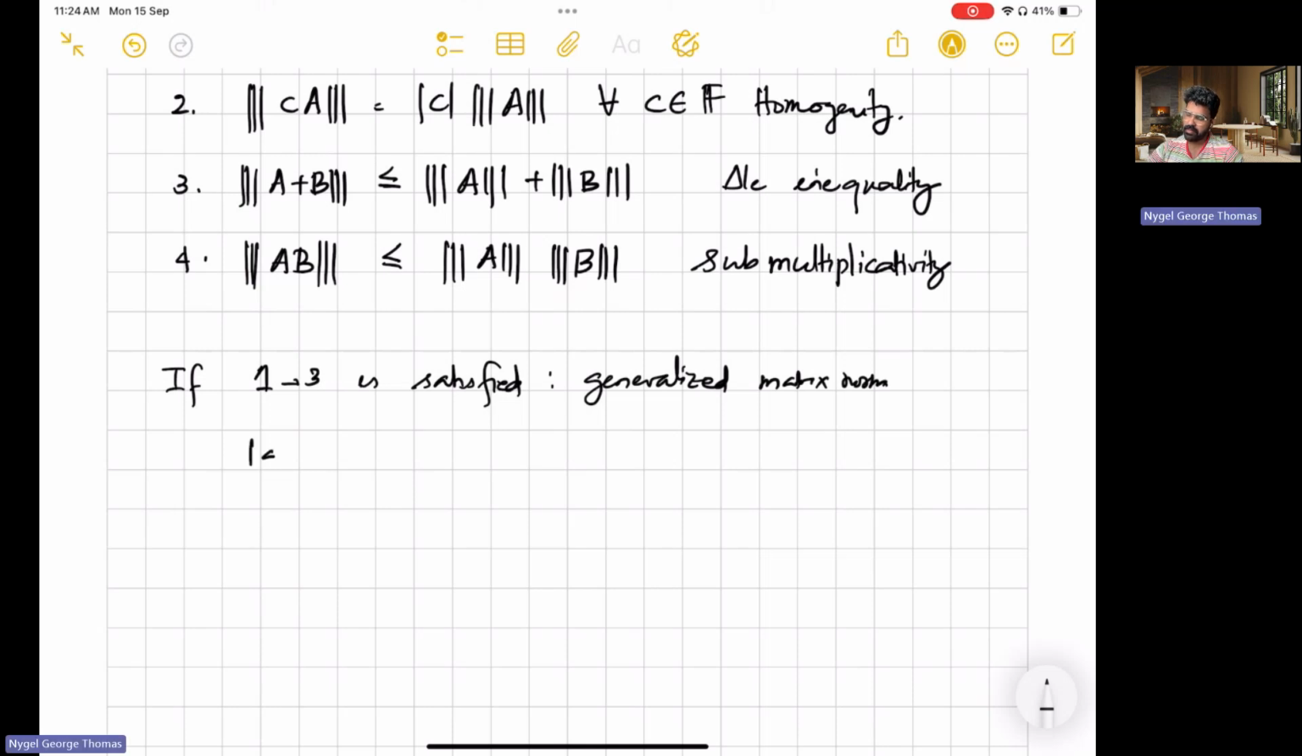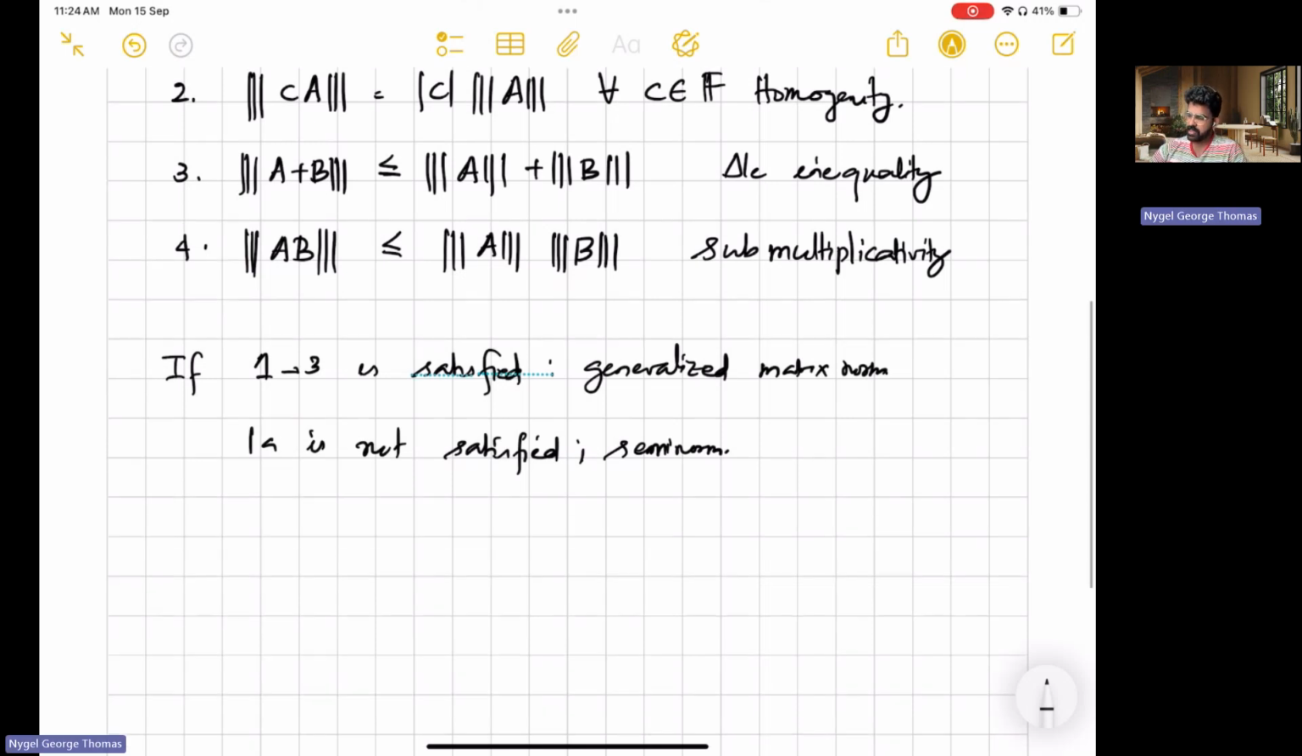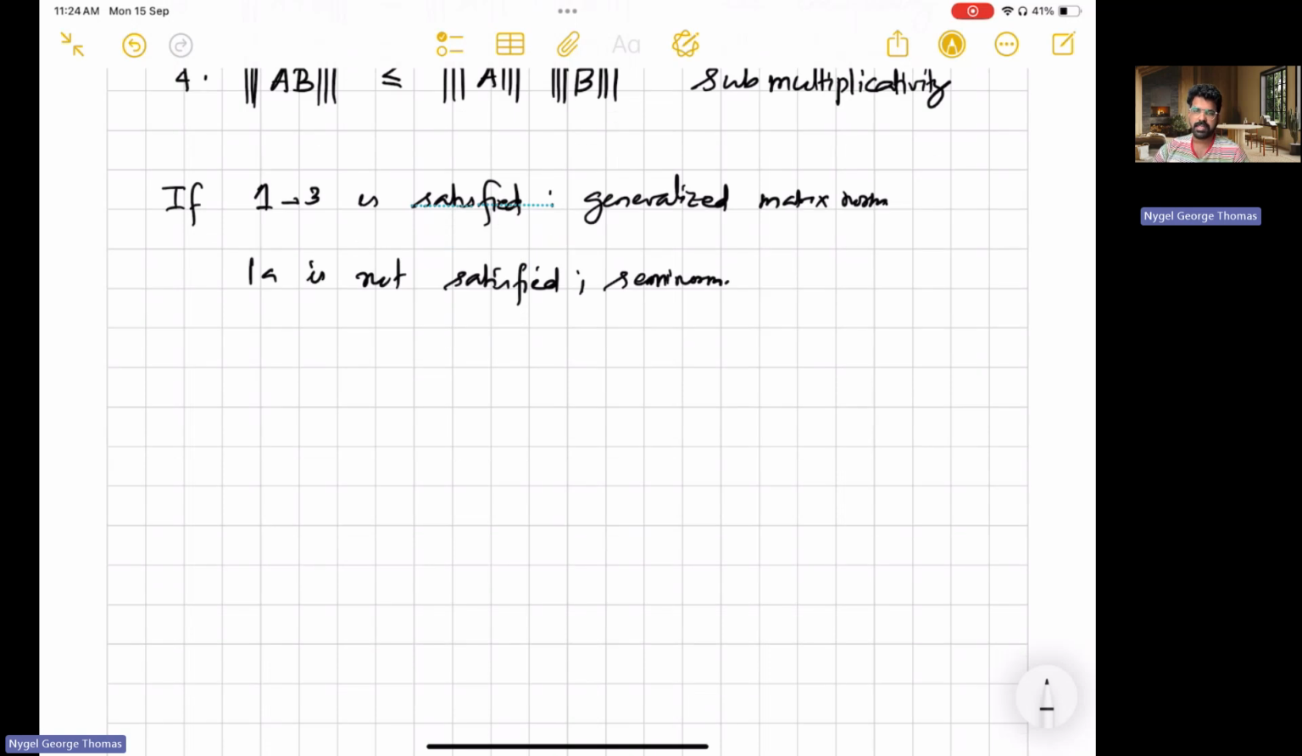And similar to that, if 1A is omitted, not satisfied, it is called a semi-norm. This idea is similar to what we had as a prenorm and semi-norm, but there's nothing called prenorm here. Prenorm, of course, does not satisfy the triangle inequality. Okay, so now let's look at a few consequences of these properties.